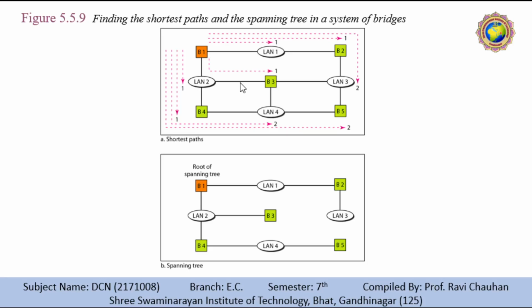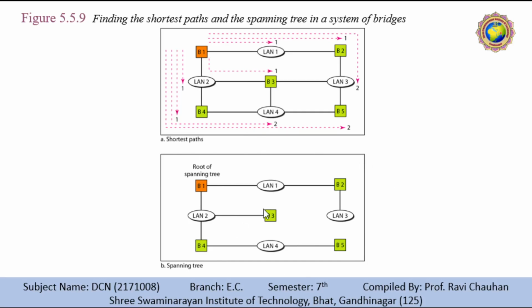The algorithm tries to find the shortest path with the shortest cost from our root bridge to every other LAN or bridge. The shortest path can be found by examining the total cost from the root bridge to its destination. Our figure shows the shortest path. The combination of the shortest paths creates a shortest tree, which is also shown in this figure.